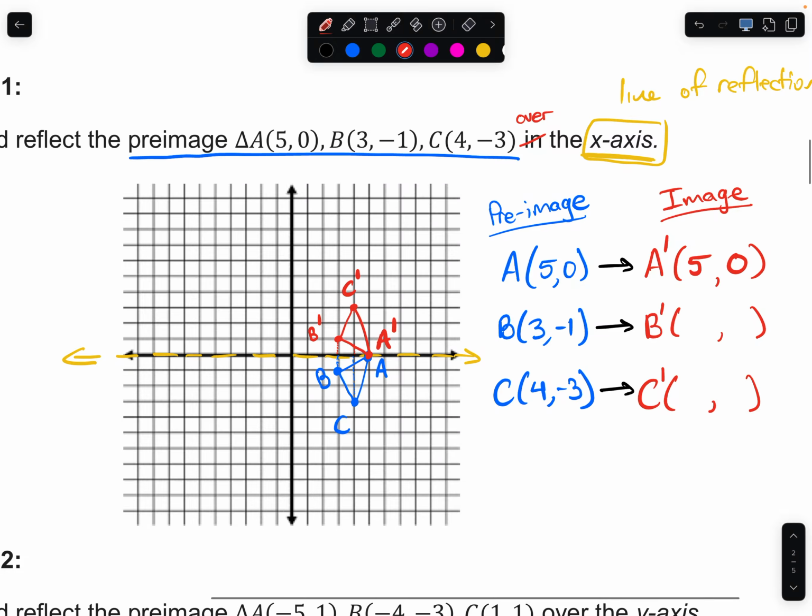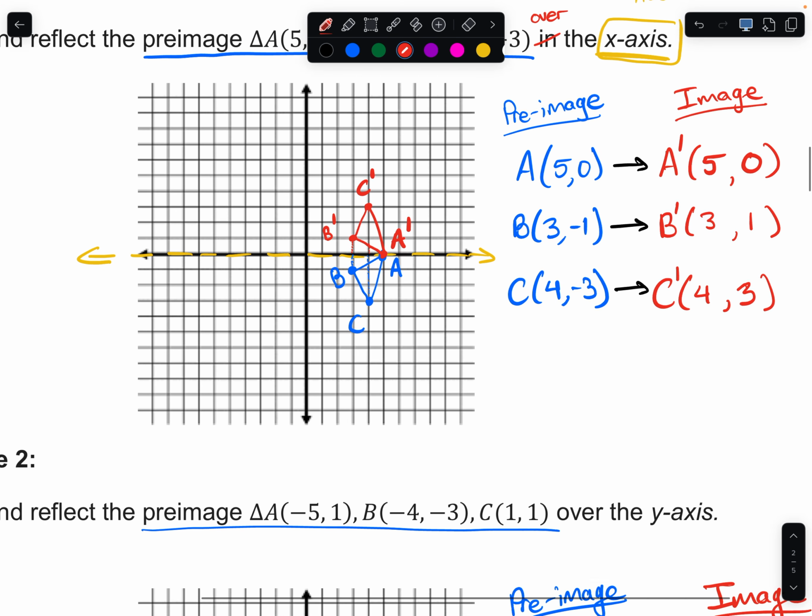Last thing I want you to do is, we forgot to write their coordinates. So the coordinates of B prime are 3, 1. Coordinates of C prime are 4, 3. And there we go. We just reflected triangle ABC over the x-axis.